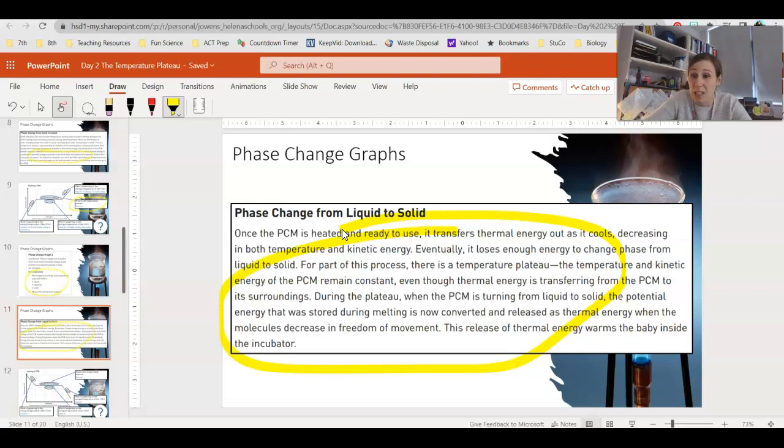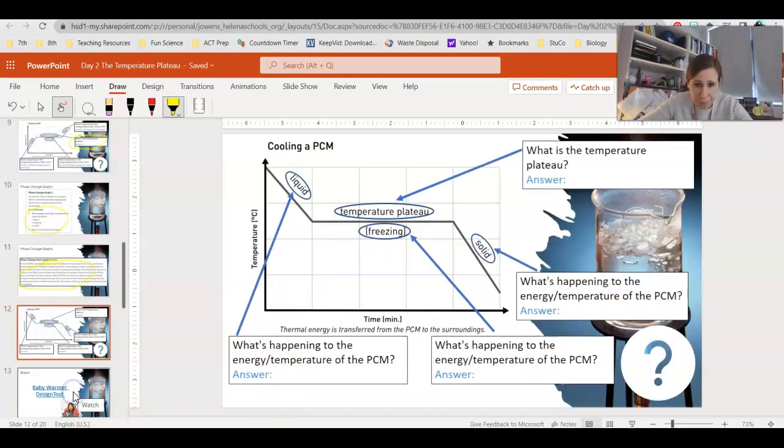It's not going to be the same as storing it because in this case, remember, we're losing energy. So make sure you guys do a good job reading through that and seeing what happens. And then in this case, you guys can see, all right, it was a liquid. We heated it up. We used it, but now it's transferring its energy to the baby. So it's going to start losing its energy and cooling down. So what's happening when it's a liquid as far as energy and temperature?